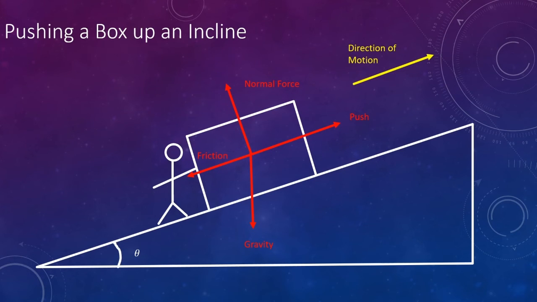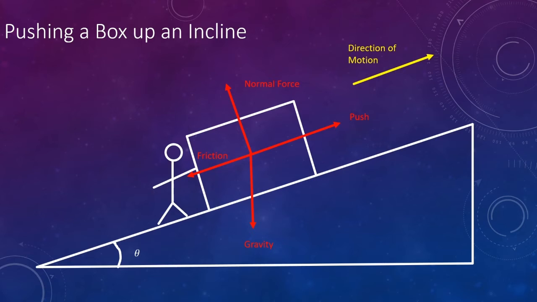So let's say we're pushing this box up an incline. So we'll have the direction of motion going up. In this case, we're pushing it up the incline. Friction is pushing it down the incline. Gravity is always acting vertically downwards. And because our block is now at an angle, the normal force is also going to be at an angle because the normal force is always perpendicular to the surface of contact.